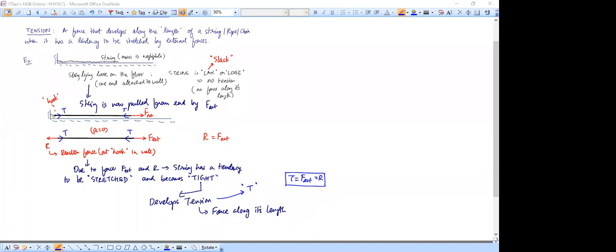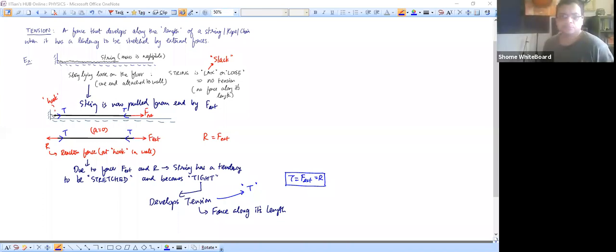Okay, so let's consider another basic example to understand not only tension but also prove that it exists, and in fact even measure the amount of tension. Okay. So in my next example, suppose we have this situation.